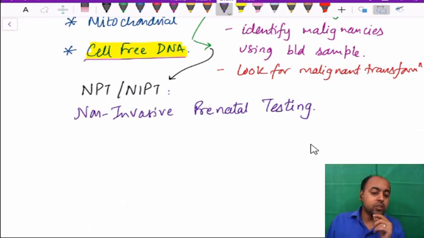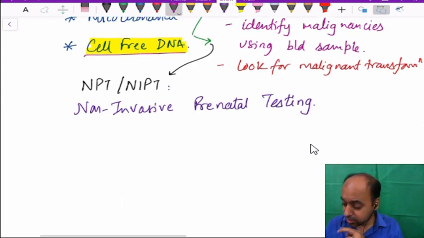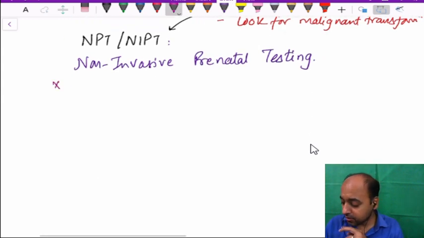So what is non-invasive prenatal testing? This is a new test which has been launched just 4 or 5 years back. It became available in India in 2016 only. The non-invasive prenatal testing is used to identify trisomies.